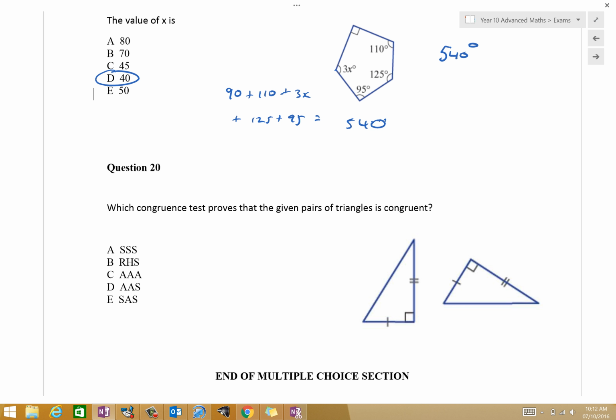Which congruence test proves that the given pair of triangles is congruent? Is it SAS? Why is it right-hand side? It's right-hand side. Right-hand side, and actually we would have accepted both in that exam from memory. So right-hand side and SAS, same thing. We actually accepted both answers.